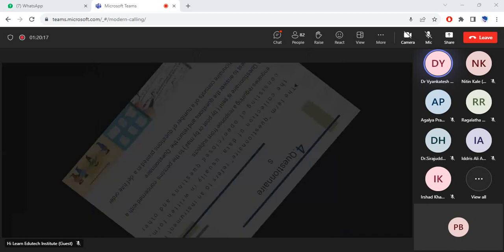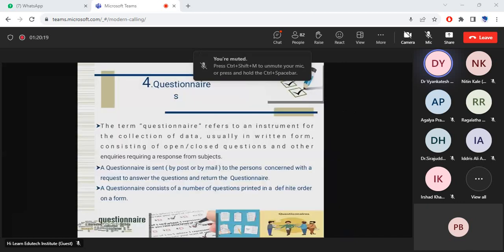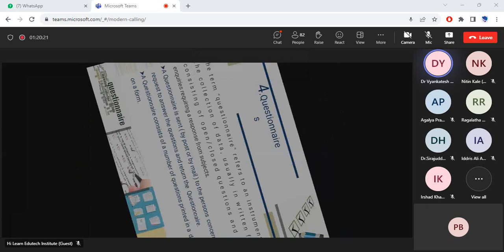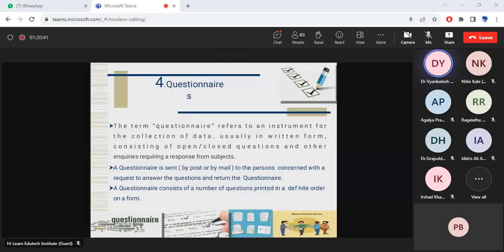So questionnaires are of two types, open-ended and closed-ended. Open-ended questions don't have a specific answer, they need to really figure it out. The closed-ended questions are generally yes and no type. And that questionnaire is asked by email, by post or whatever, and it could be printed in a definite order or in the form of a form.